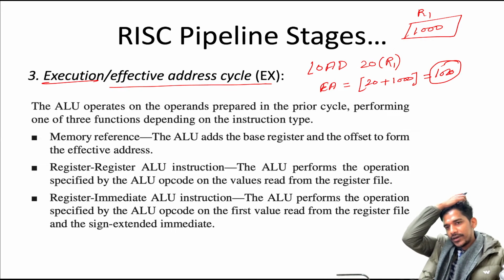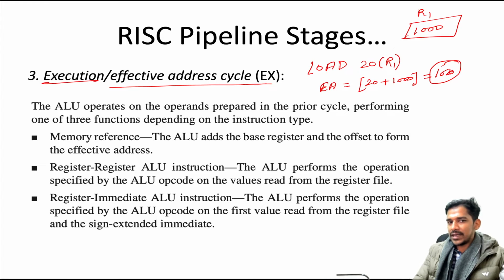But we will not access the memory in this cycle. We are only calculating the effective address if it is a load or store instruction or a branch instruction. But if it is a simple ALU instruction, then execution of the ALU instruction will be done. And in the ALU instruction, we may reference the memory. For example, one of the operands is available in the register and one operand is available in the memory. In that case, you will have to reference the memory. And it may be a register to register ALU instruction like add R1, R2, or it may be register immediate. That means you are adding an immediate value, or a constant value, with the register value. So all these things will be done in the execution cycle, right?